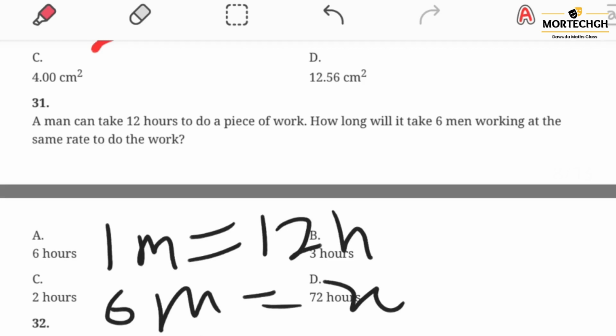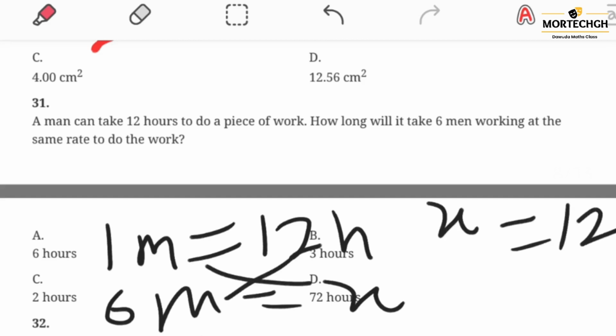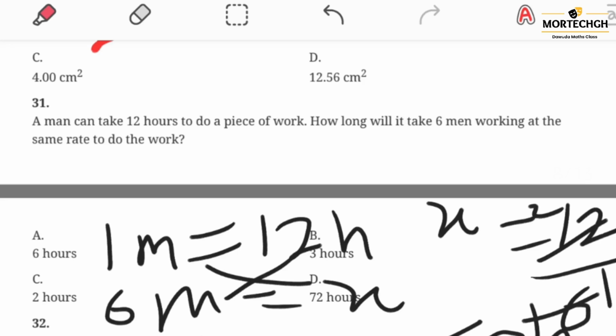Let's represent it with x, because we don't know the number of hours it will take for 6 men to do the work. x is equal to 12 all over 6. Therefore x is equal to 2 hours. So the answer there will be C.